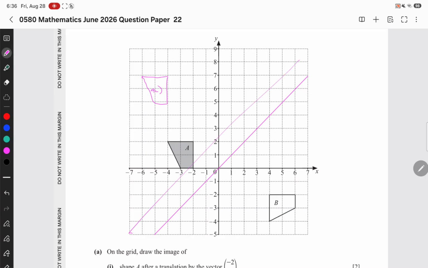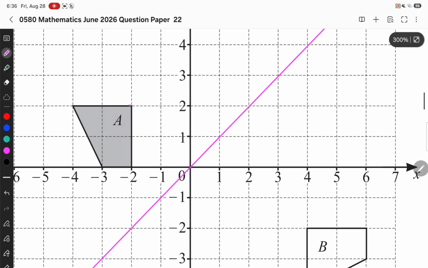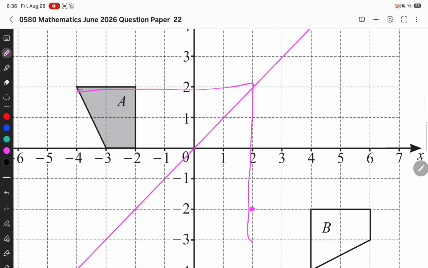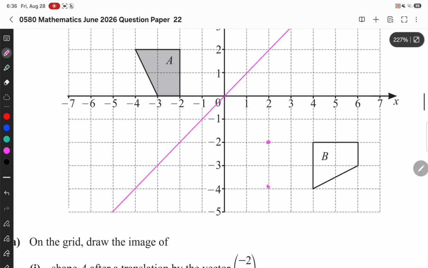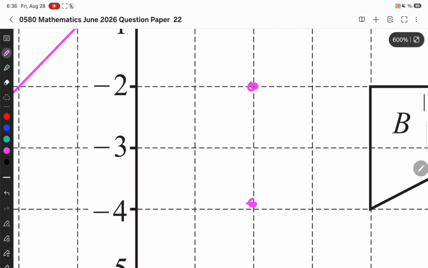Okay, remember it's not this. This is wrong. It's this. So let's do it. We go 4, so we go down 4. 6, we go down 6. 2, we go down 2. 3, we go down 3. And hence we make this B.